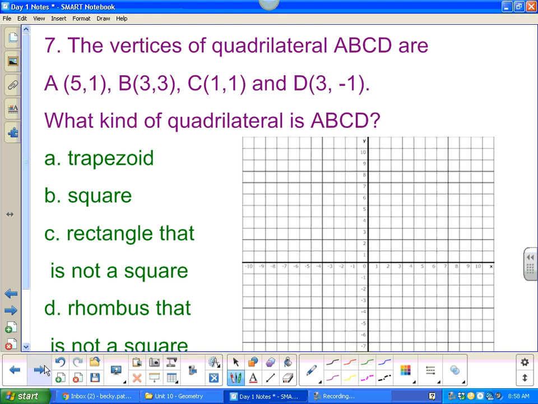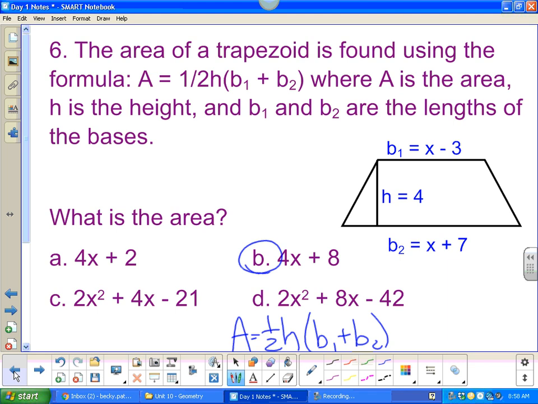Okay, so now, it says the vertices of quadrilateral ABCD are that, and that. What kind of quadrilateral is ABCD? Well, let's see. We have a trapezoid. Now, a trapezoid is this guy. Big on the bottom, small on the top.